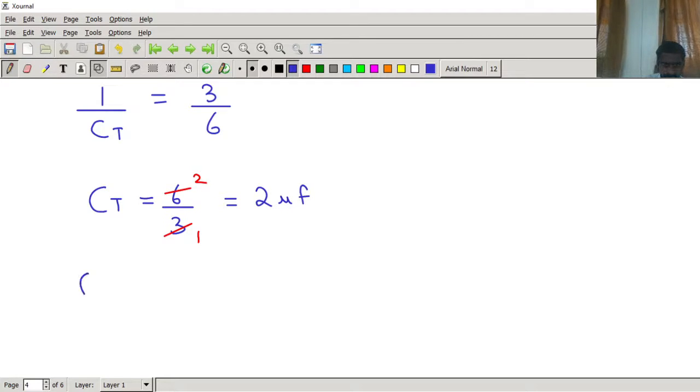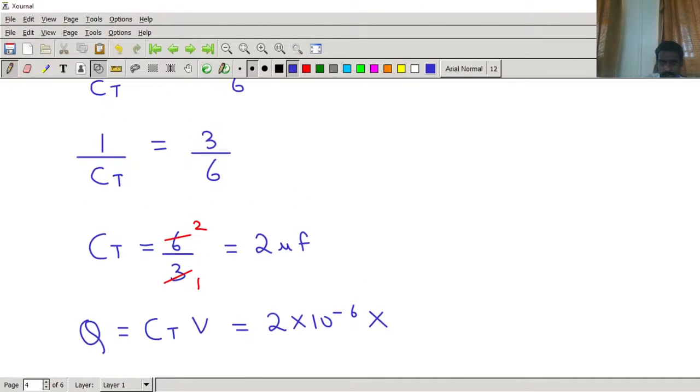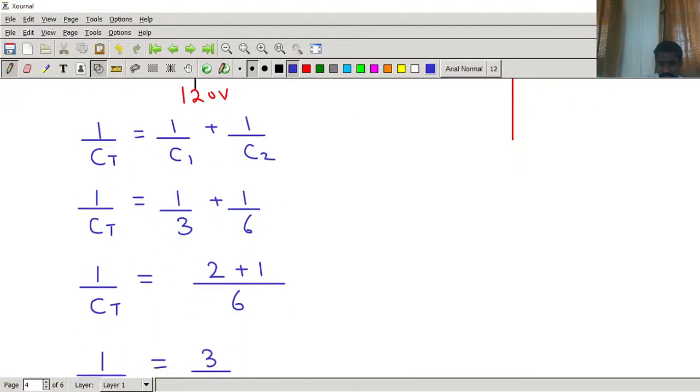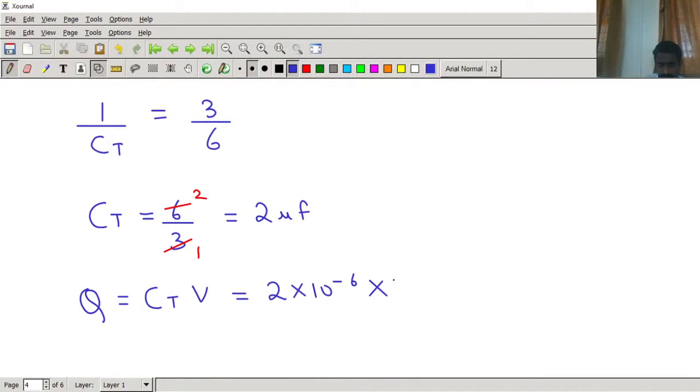So the charge flowing in this circuit is Q equal to C into V. We can write C in farad, that is 2 multiplied by 10 raised to power minus 6. The voltage is given, that is 120 volt. So 2 zeros are 0, 2 twos are 4, 2 ones are 2, that is 240 multiplied by 10 raised to power minus 6 coulomb.